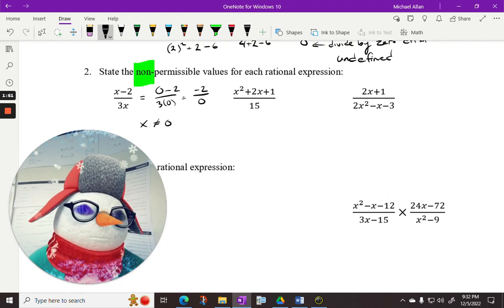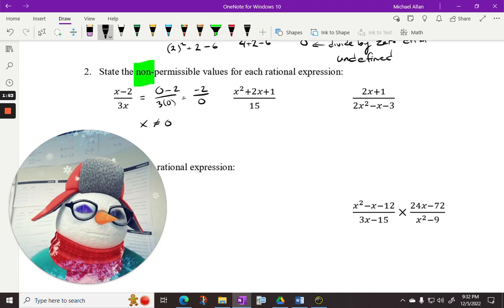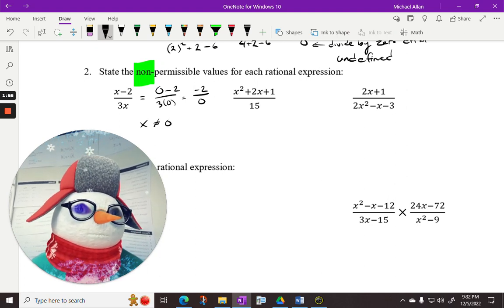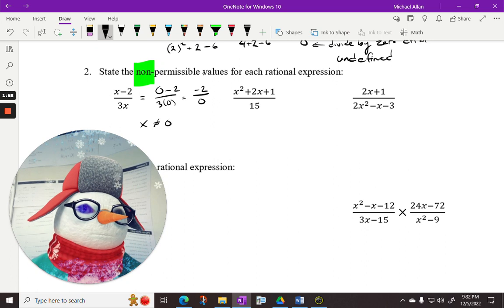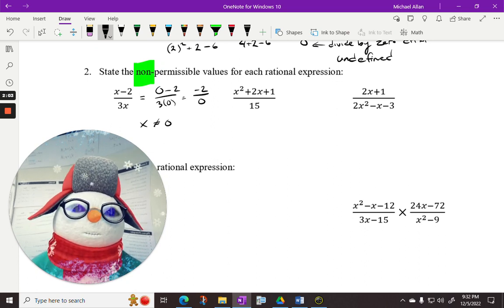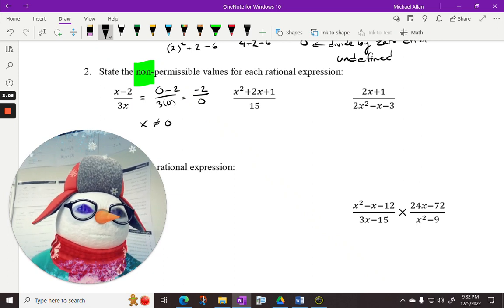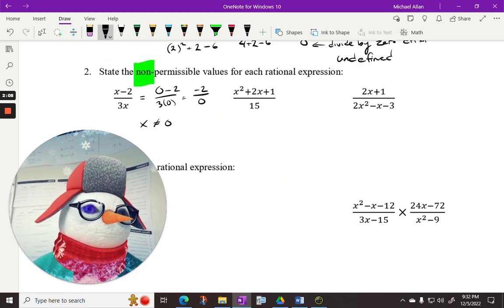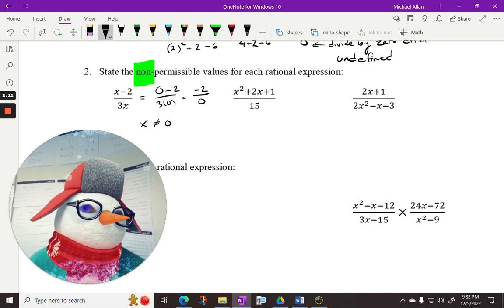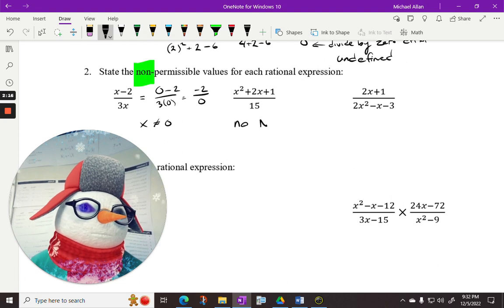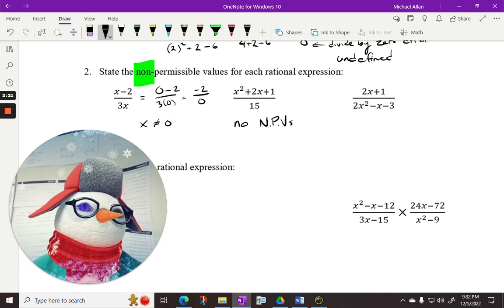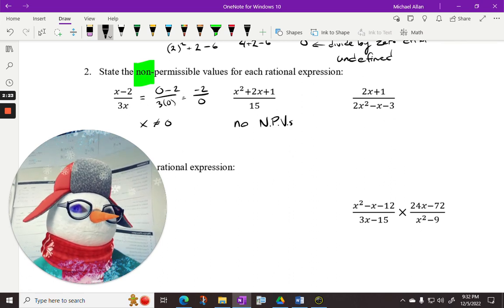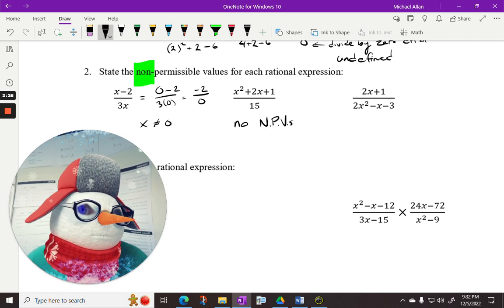Okay, so you don't have to show all that. You just have to state what would make the bottom equal to 0. All right, so if I look at this one here, I've got this 15 on the bottom, but there's no x beside it. So this will always be 15. No matter what I put in there for the x values on the top, the bottom will always be 15. So here we don't have any non-permissible values. So I'll just say no NPVs, no non-permissible values. I should put a dot there too. There you go. There's no way to make the bottom equal to 0.